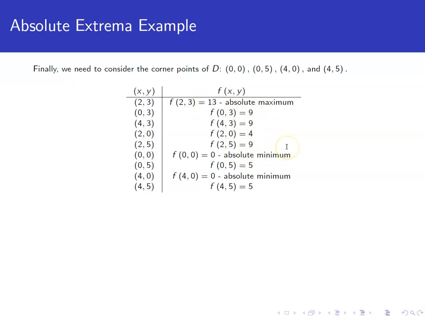But what matters is what's the smallest value and what's the biggest value. Well, the smallest value we get out is 0, so that turns out to be our absolute minimum. And the biggest value we get out is 13, so that turns out to be our absolute maximum.